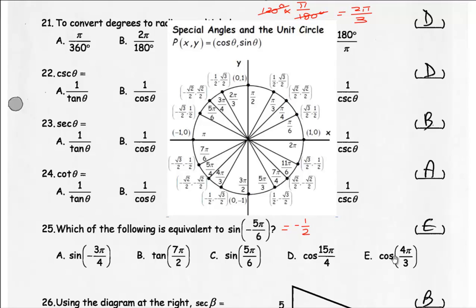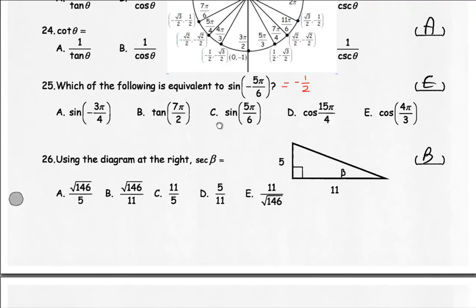The cosine of 4 pi over 3, E is actually the correct answer here after working through all those. 4 pi over 3 actually rotates us right down to here. And the cosine is negative a half. So that is the same as the sine of negative 5 pi over 6. So E is the correct answer for 25.